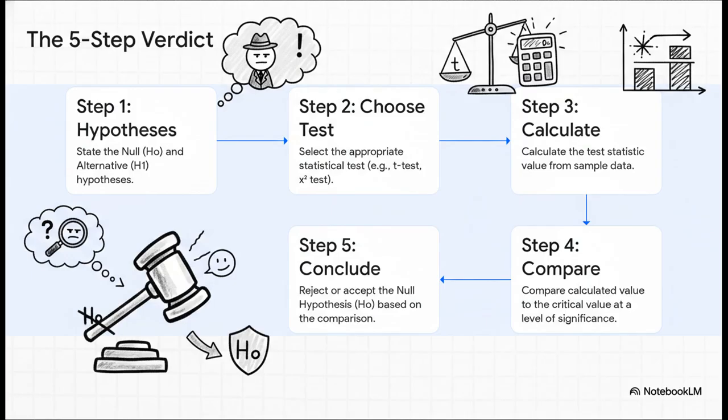Step 3, you crunch the numbers and get your evidence score. Step 4, you compare that score to the critical line in the sand. And finally, step 5, you make the call. Do you have enough evidence to prove the skeptic wrong or not?